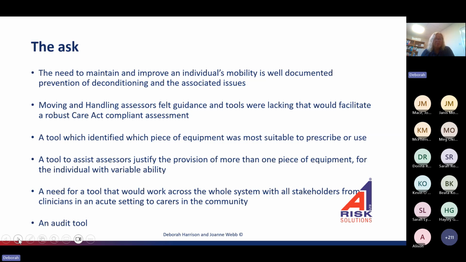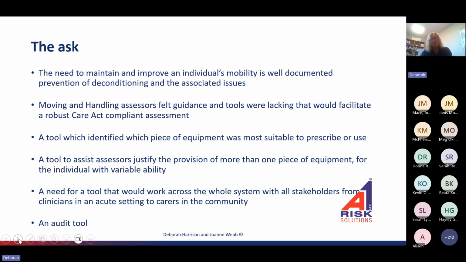A tool that was there to assist assessors to justify the provision of more than just one piece of equipment, because we all know, we're all out there, we've got loan stores looking after the budget, because the budget is very precious. We don't want to run out of our budgets, but if we can keep somebody mobile and we can justify why, and we've got a tool that'll help us do that, it'll help the loan stores understand when we're asking for that. We don't want everybody going into a hoist and sling all the time when it's definitely not required.